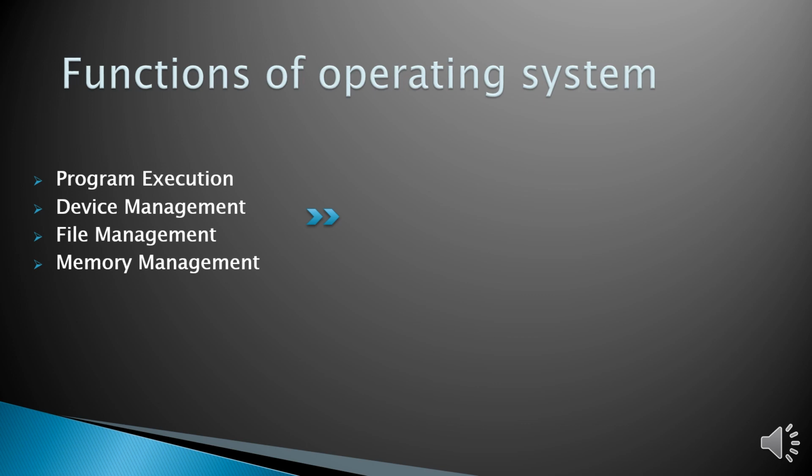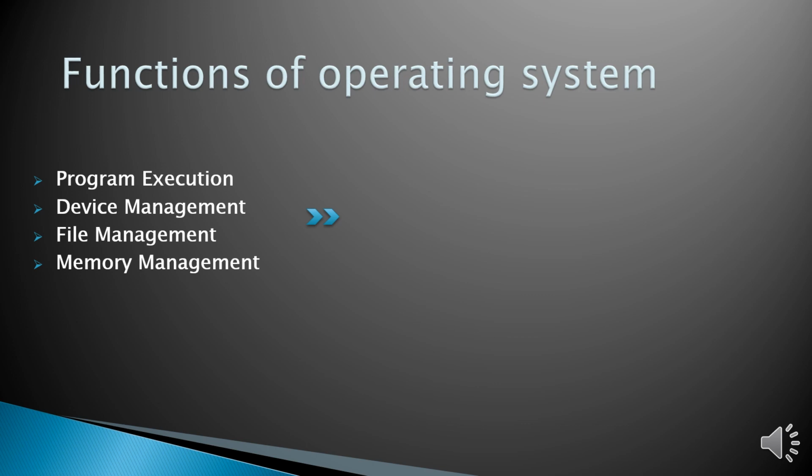Next is file management. What is file management? File management helps you to organize all the data in files and folders, and it allocates the space in hard disk. It means if you want to type anything on the system and after typing you want to save, who saves your file into hard disk? Operating system provides this facility. By operating system, we can save our file into computer hard disk.